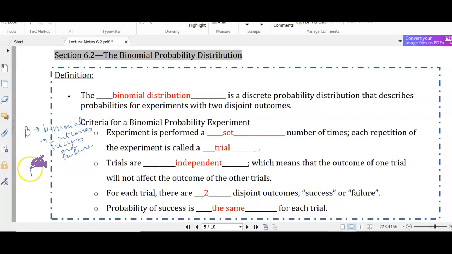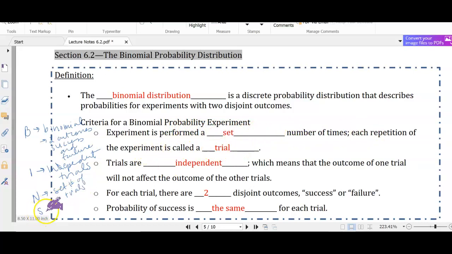Then we have I, and that's going to be independent trials. Trials are independent, which means that the outcome of one trial will not affect the outcome of other trials. Then we have N, which is the set number of trials. Experiments are performed a set number of times. Each repetition is called a trial.